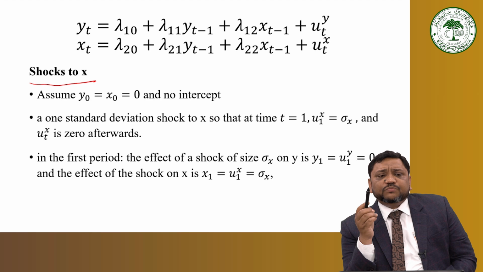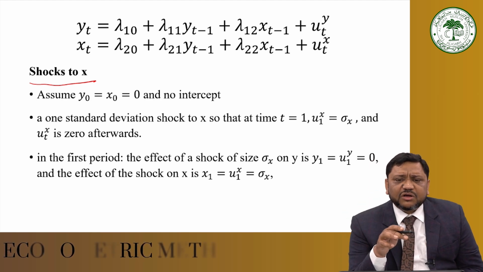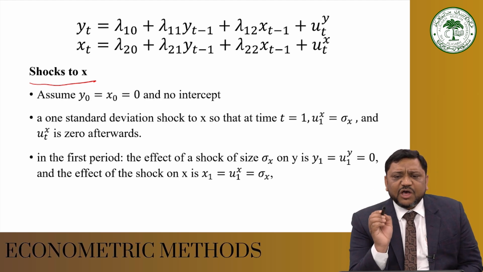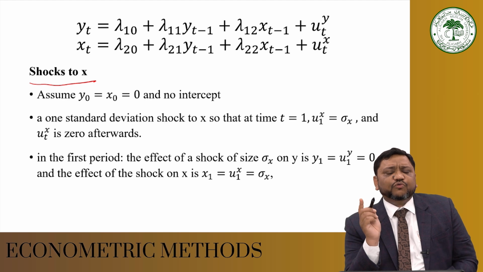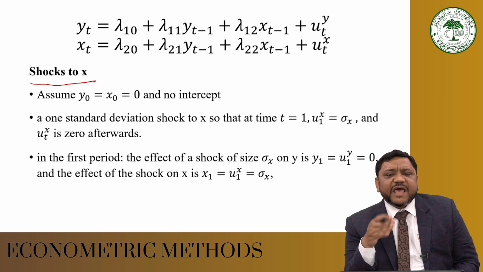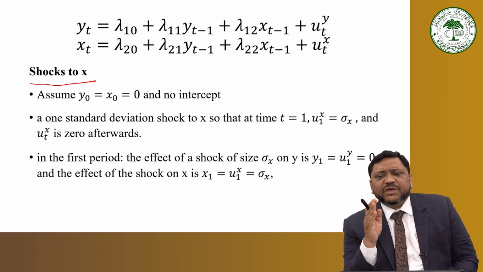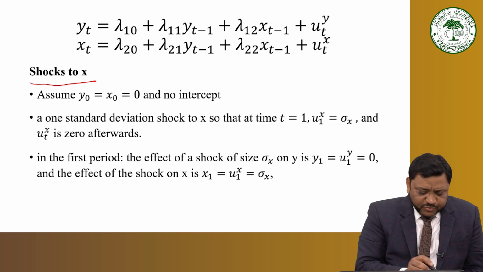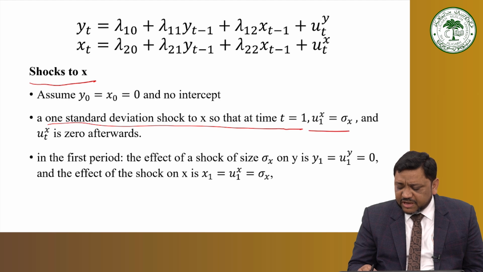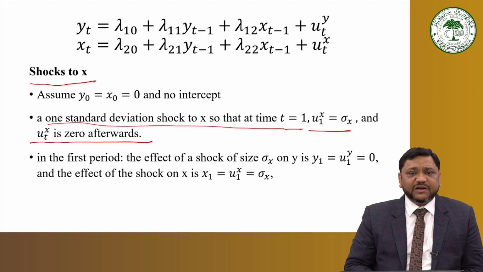Now, assume uy is equal to 0 for all time t in the first period after the shock. The effect of the shock of size sigma x on y is y1 is equal to uy, that is equal to 0. And the effect of the shock on x is x1 is equal to ux1 at one time, which is equal to sigma x. So a one standard deviation shock to x, so that at time t1, u1x is equal to sigma x, and then after that it becomes 0.